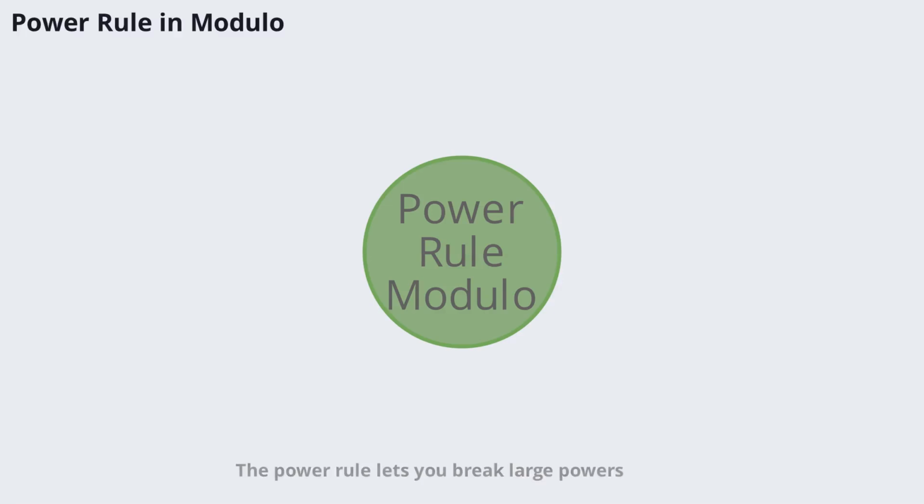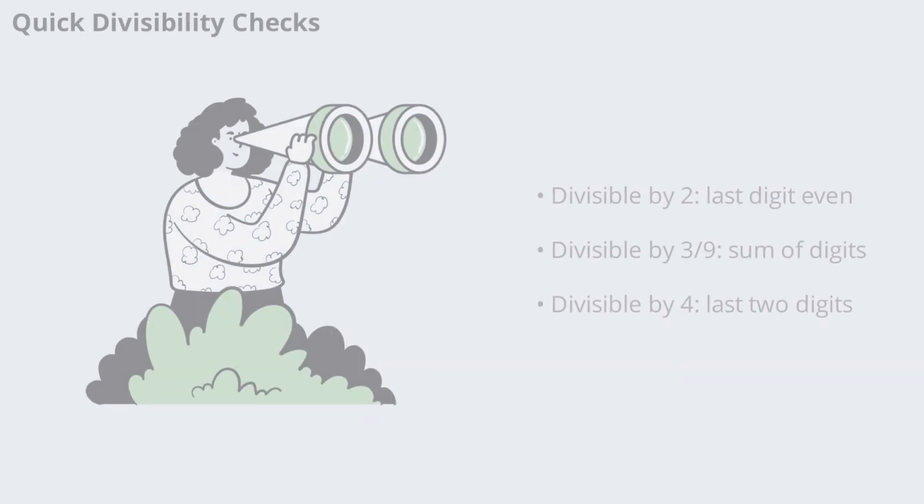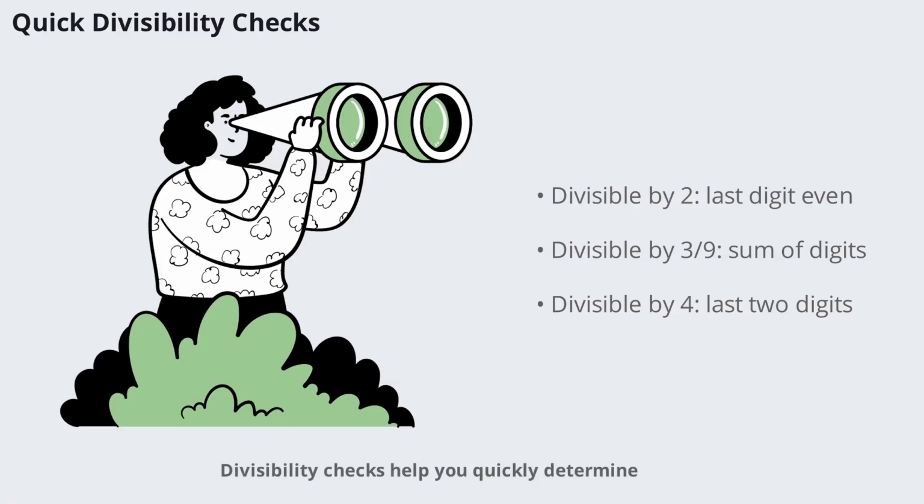The power rule lets you break large powers into smaller parts using the multiplication rule repeatedly. This is especially useful for questions involving exponents. By reducing the size of the numbers at each step, you can quickly find the remainder without getting bogged down in huge calculations.